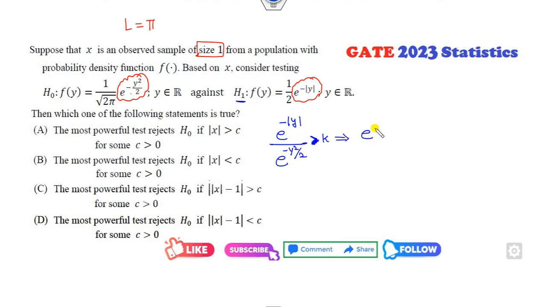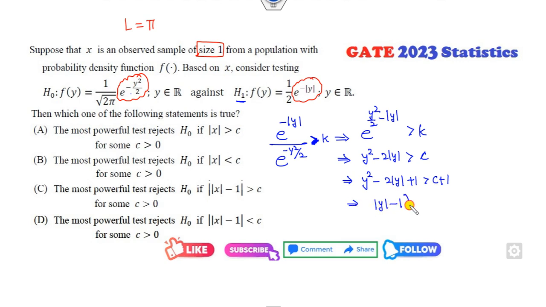So I can take this in the numerator. So y square over 2 minus |y| is greater than k. I can take the logarithm. So y square minus this over 2 is another constant c. Now how can I do that? I can complete the square. I can add 1 on both sides. So the left hand side will be |y| minus 1 whole square, and I call this another constant, say k1.